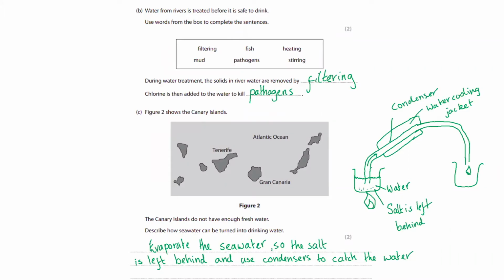Okay, so water is boiled and evaporated, and then you get pure water. Then it condenses in the condenser. Pure water.